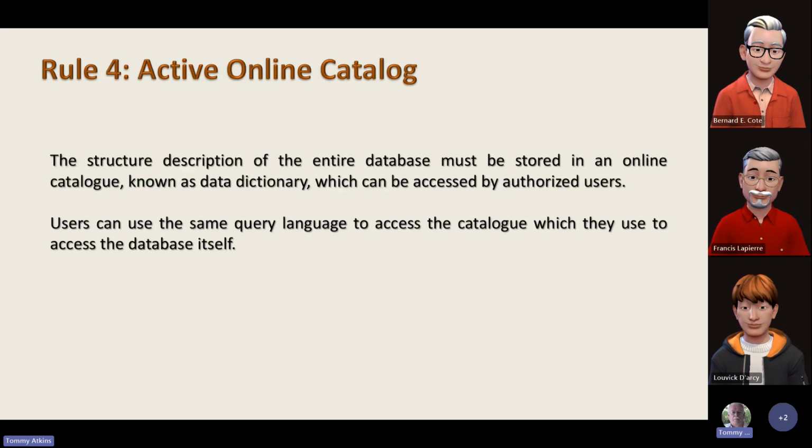Rule 4, active online catalog. This is Codd's Rule 4. The structured description of the entire database must be stored in an online catalog known as a data dictionary, which can be accessed by authorized users. Users can use the same query language to access the catalog, which they use to access the database itself.